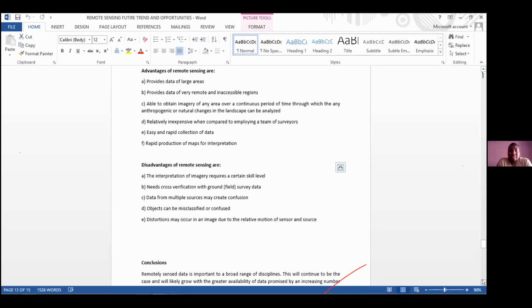Then the second advantage of remote sensing is that it provides data of very remote and inaccessible regions. I'll give an example.